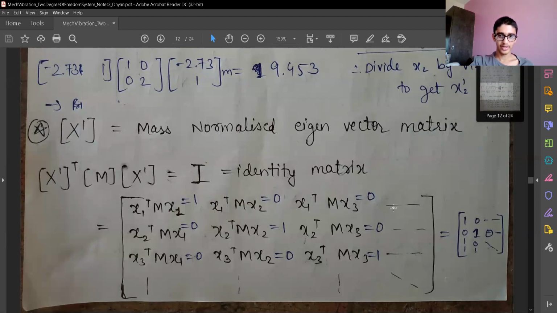1 and 2, 1 and 3, so all the different terms will be 0. 2 and 1 will be 0, 2 and 2 will be 1, 2 and 3 will be 0. That means we'll have the identity matrix at the end. So when we do this orthogonality operation on the mass normalized eigenvector matrix, xi dash, we'll get the identity matrix. This is a very big conclusion for us.